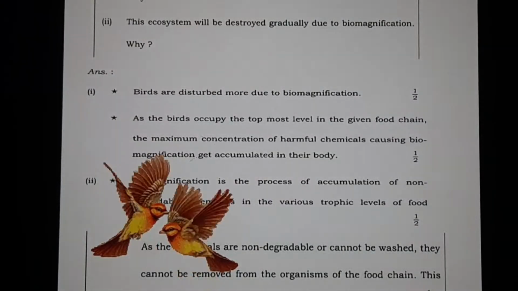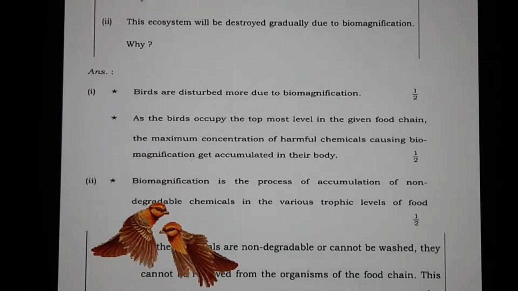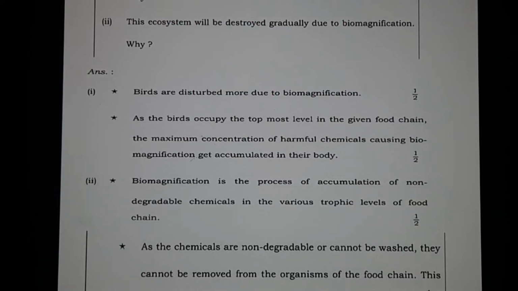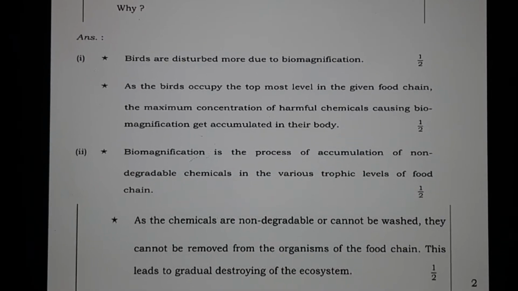For this half marks: as the birds occupy the topmost level in the given food chain, the maximum concentration of harmful chemicals causing biomagnification gets accumulated in their body. And for this you will get half marks. And for the second question, biomagnification is the process of accumulation of non-degradable chemicals in the various trophic levels of the food chain. So this is for half marks. As the chemicals are non-degradable or cannot be washed, they cannot be removed from the organisms of the food chain. This leads to a gradual destroying of the ecosystem. For this, you will get half marks.